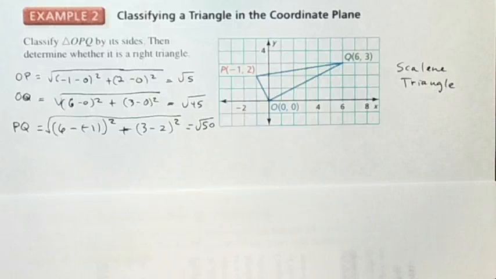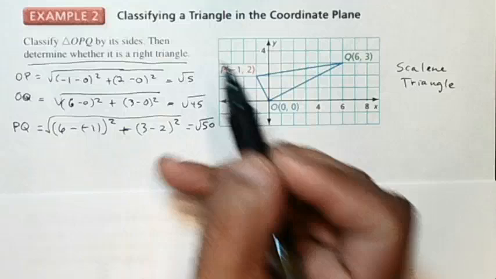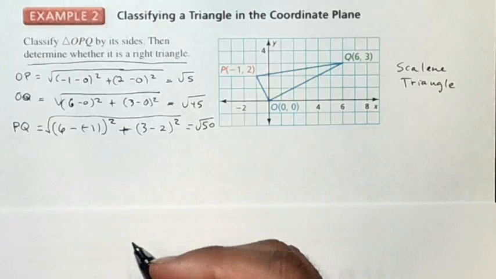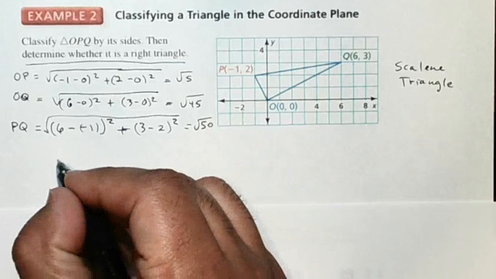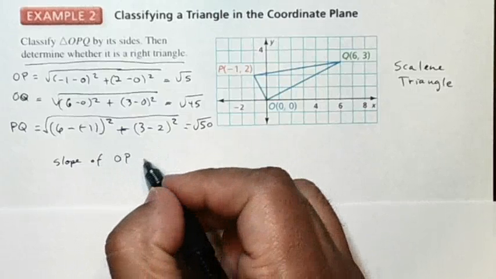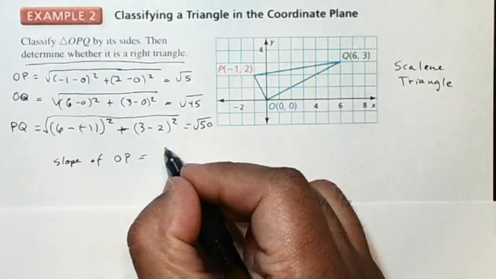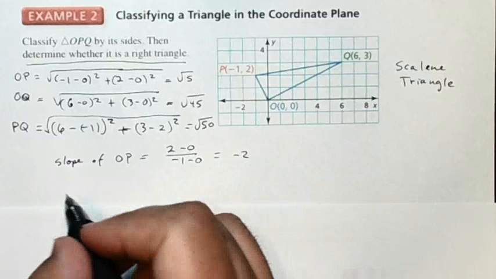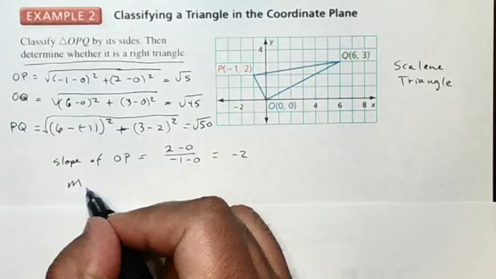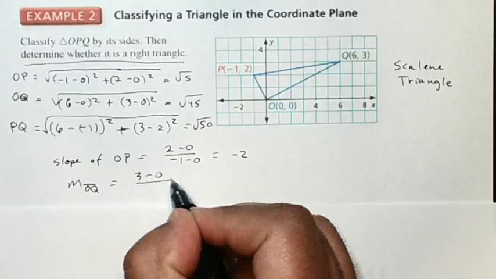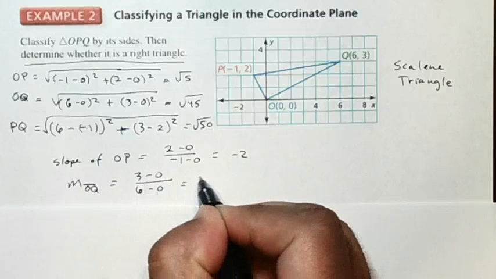Right. And now I've got to determine whether it's a right triangle. There's a couple different ways to do that. But what we're going to do is go back to something we've done in the past. We're going to look at slope. So I want to find the slope of OP. And remember that that's rise over run. So it's going to be 2 minus 0 over negative 1 minus 0, which comes out to be negative 2. Now I want to do the slope of OQ, which comes out to be 3 minus 0 over 6 minus 0. That's 1/2.